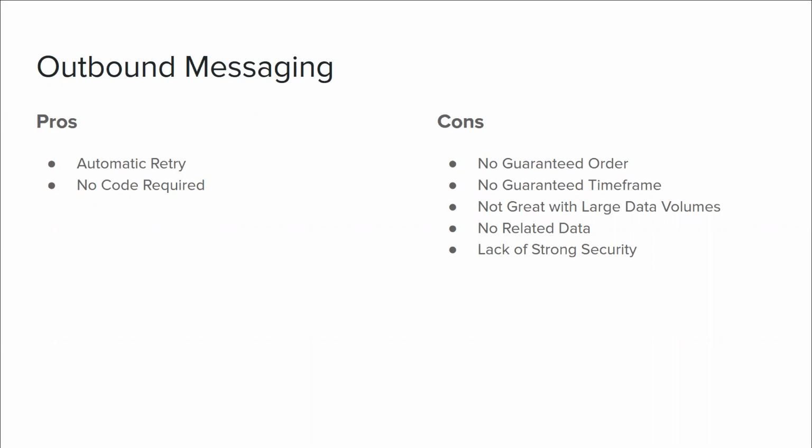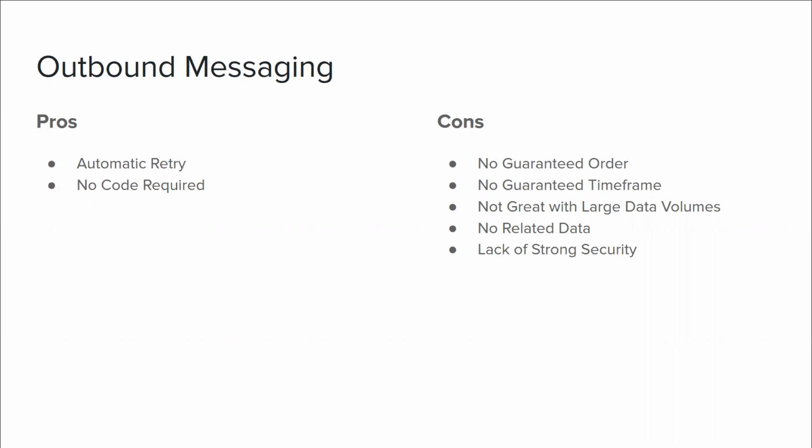It's not great with large data volumes. Like I said, you can do up to 100 messages at a time. So if you are doing a large transform on data, you have a bulk trigger and you're sending out 1,000 updates to an object, this is only going to cap out at 100 and you're not going to get the rest of those messages. And it's never going to tell you that it didn't send the rest of the messages because it's a limit of 100 messages.